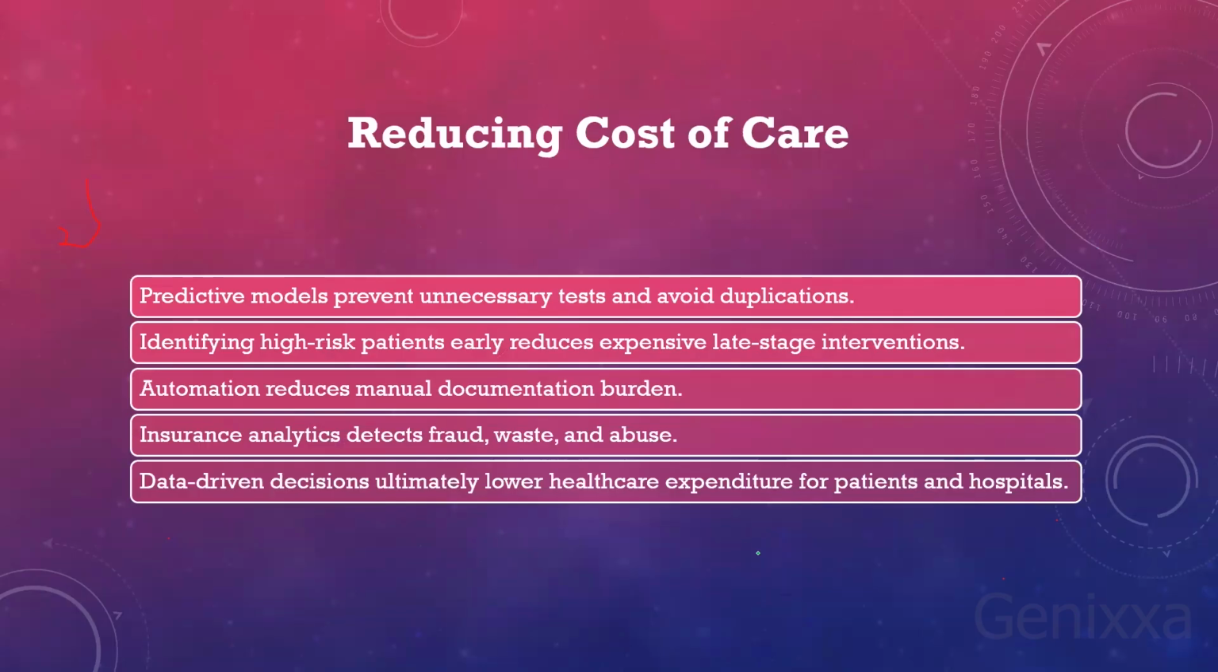At the same time, we can talk about reducing the cost of care, because these predictive models can help us prevent unnecessary tests and avoid duplications, because they can track all relevant details from the existing reports easily. And they can even identify high-risk patients at an early stage, so that we can treat them on time before they move into expensive last-stage interventions. And similarly, the manual documentation burden can be reduced in hospital environments.